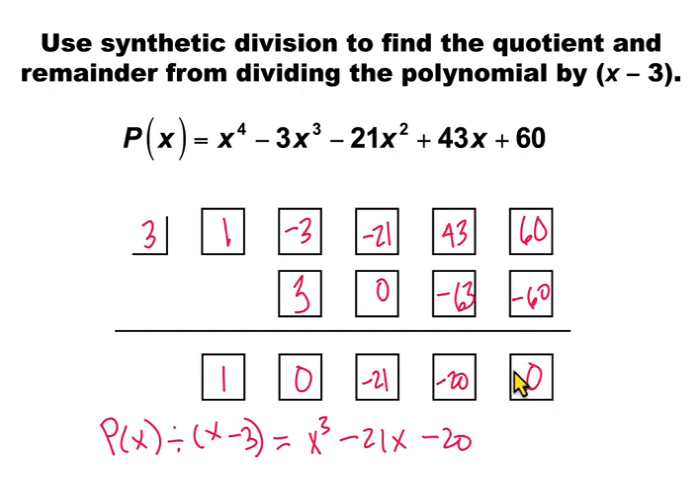From the remainder theorem, we know that this 0 term is the same as p of x for x equals 3.